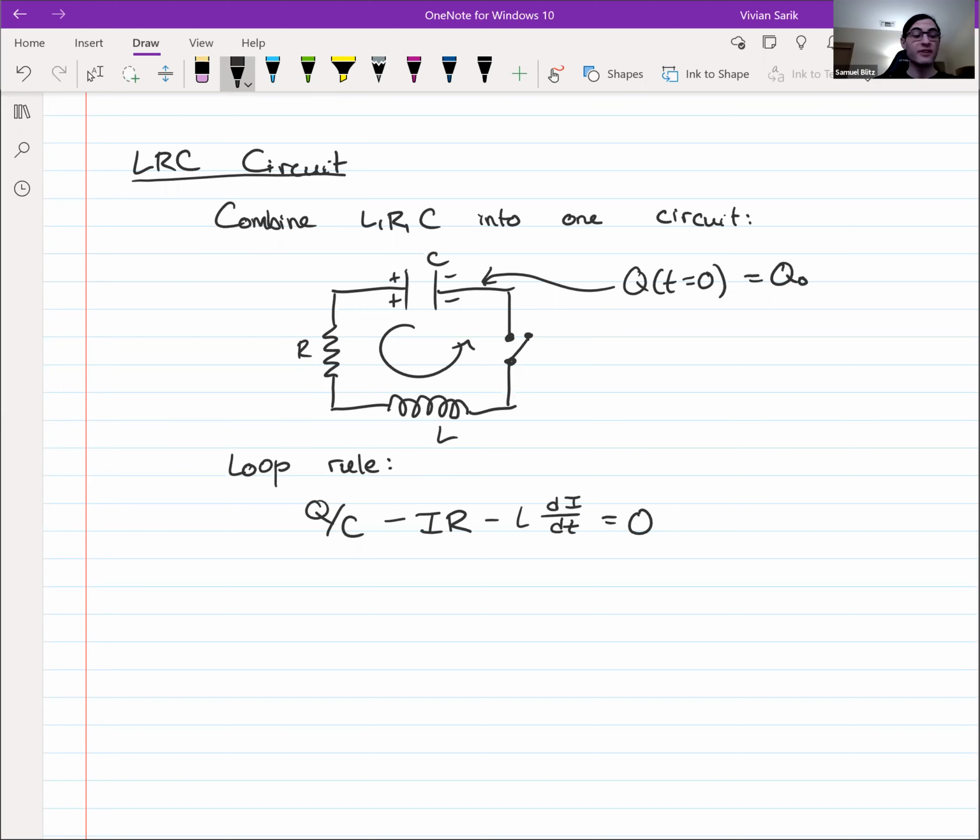So again, we still have this fact that the current leaving the capacitor is equal to the negative rate of change of the charge on the capacitor. This is just like above. We have that I is negative dQ/dt.